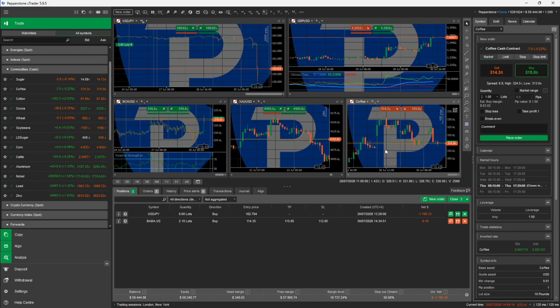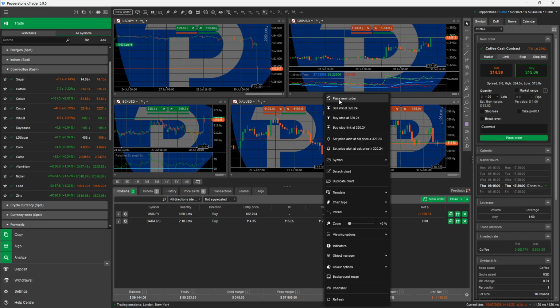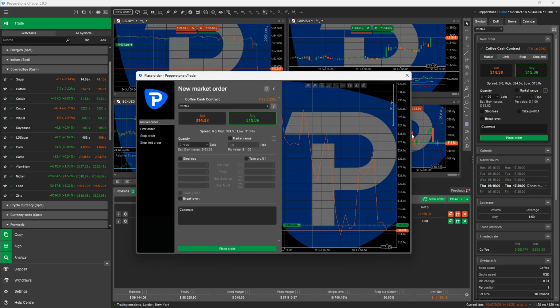When you are ready to enter the market, click New Order on the top toolbar. You can also right-click directly on the chart and select Place New Order. Either option will open the order window for that commodity.